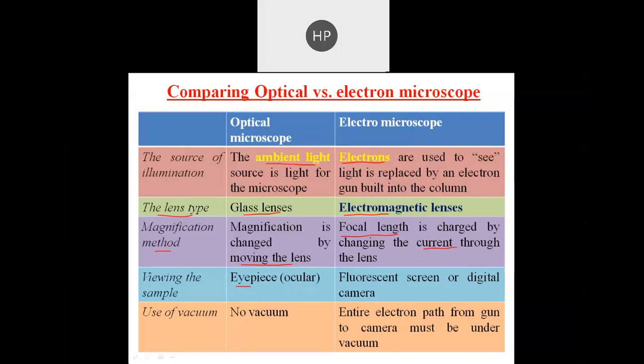Then in optical microscope an eyepiece is used, while here we have a fluorescent screen or a digital camera used to view the sample. And finally, the most important thing, vacuum. In optical microscope, we do not use any vacuum system, but in electron microscope, the entire path of the electron, the entire part from the electron gun to the camera, must be under vacuum. So this is the most important difference between optical microscope and electron microscope.